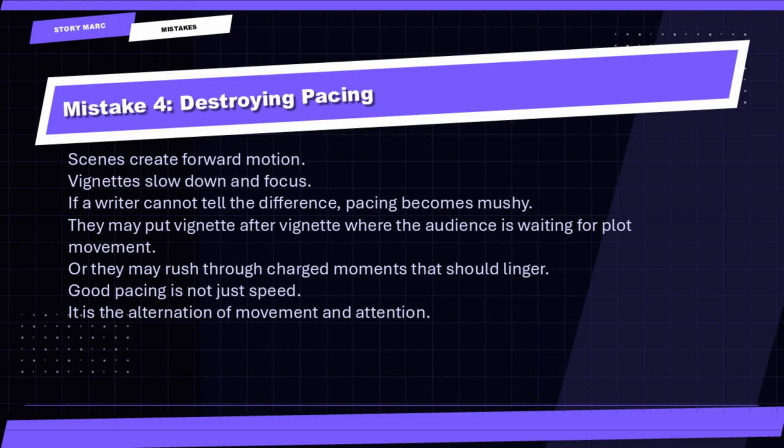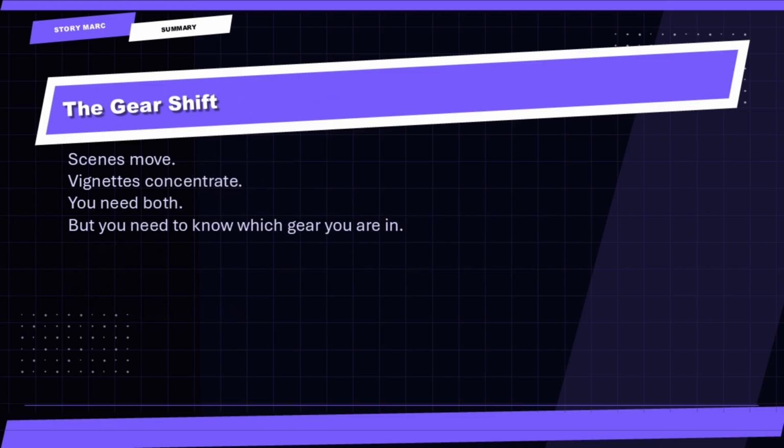They may put vignette after vignette when the audience is waiting for plot movement, making the story feel stalled. Or they may rush through charged moments that should linger because they think every unit must advance the plot. Good pacing is not just speed, it's the alternation of movement and attention. Scenes move, vignettes concentrate. You need both, but you need to know which gear you're in.